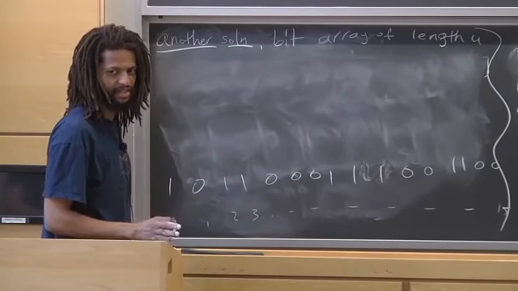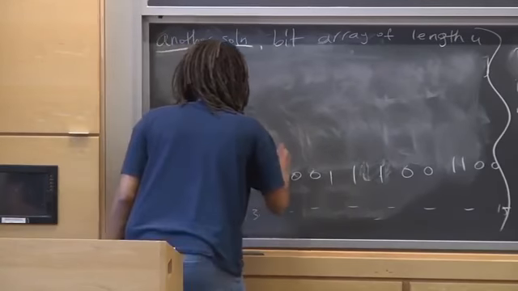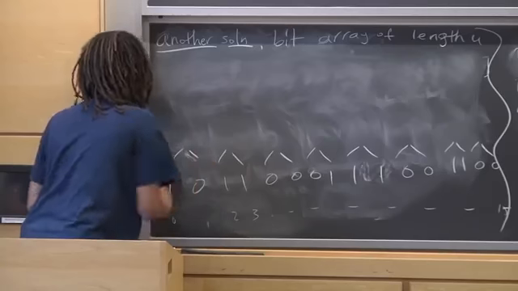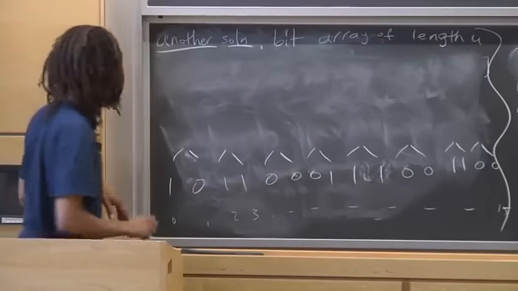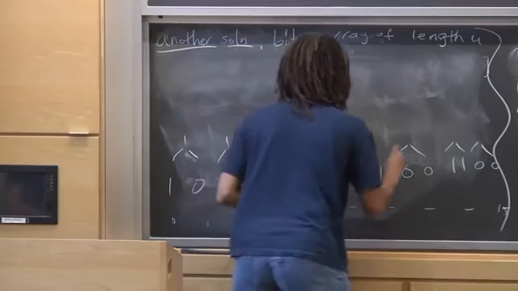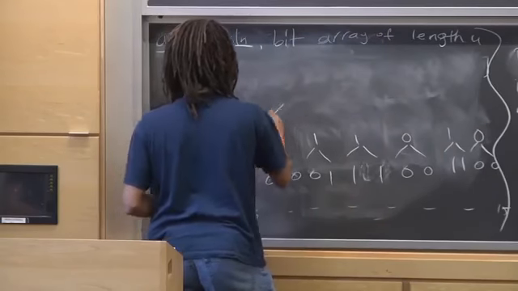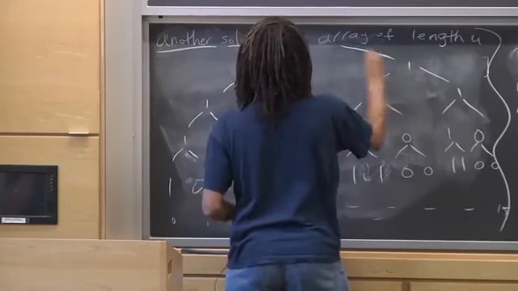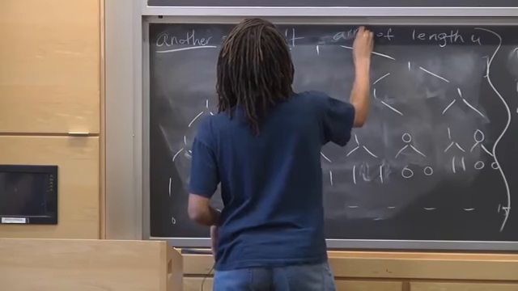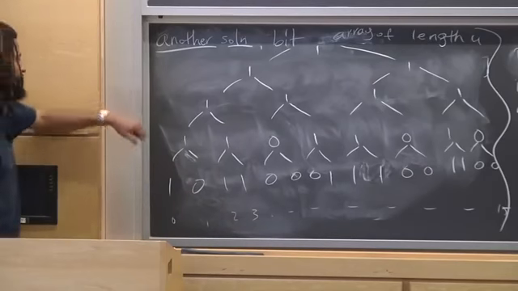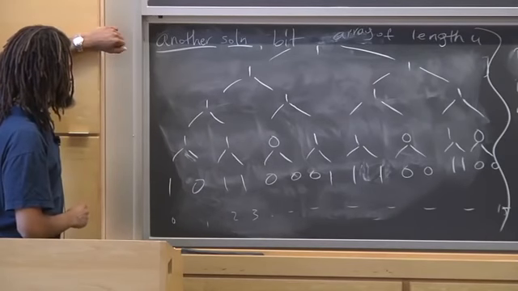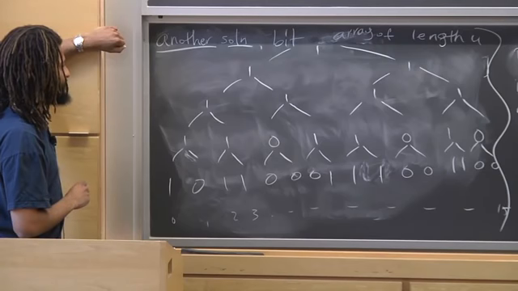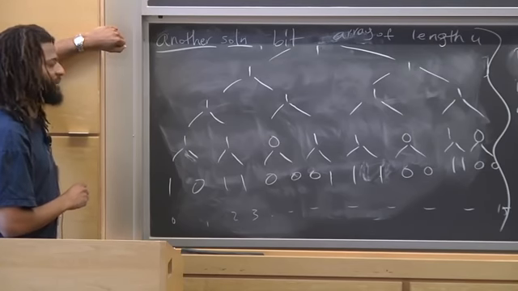So we're going to make one small tweak to this, which is we're going to build a perfect binary tree over all of these leaves. Each internal node is going to store the OR of its two children. And we end up with a tree that looks like this. Now suppose someone gives me a zero and asks for the predecessor.